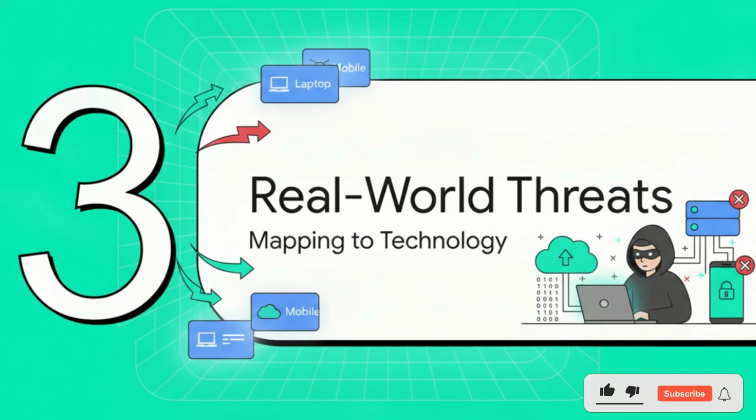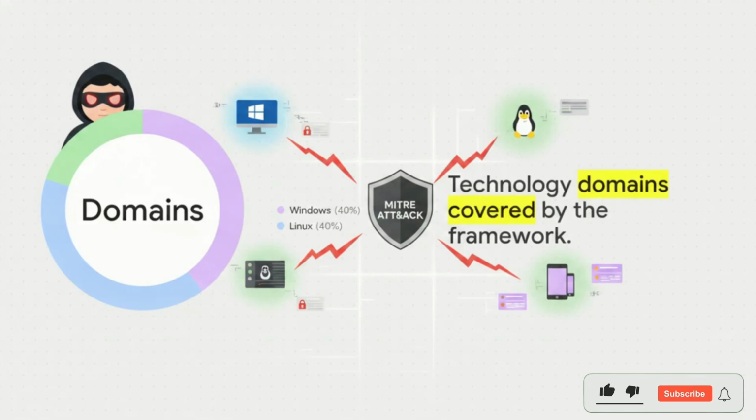Section 3. Mapping the real-world threats. Let's look at how this structured intelligence actually applies to the tech you use every day. Because hackers use different tricks for different systems, the framework is smartly divided into technology domains. So it covers your traditional enterprise networks running Windows and Linux, sure, but it also extends all the way to mobile devices. Because let's face it, attacking a smartphone looks very different than attacking a massive server rack. And MITRE ATT&CK categorizes the whole shebang.